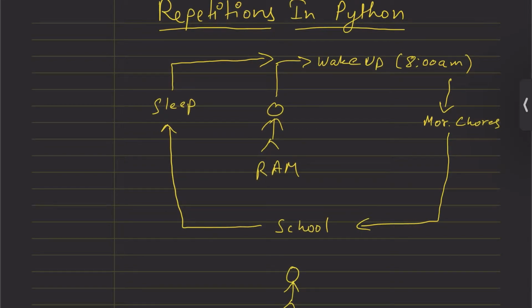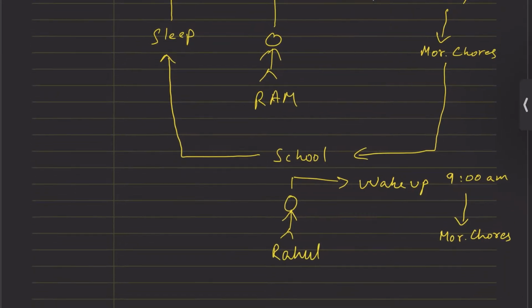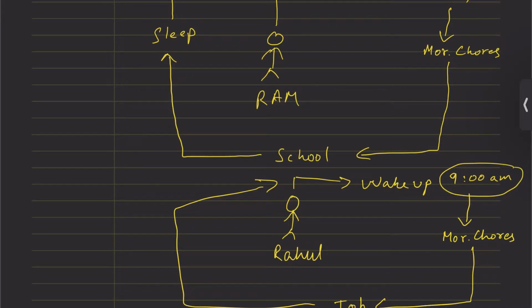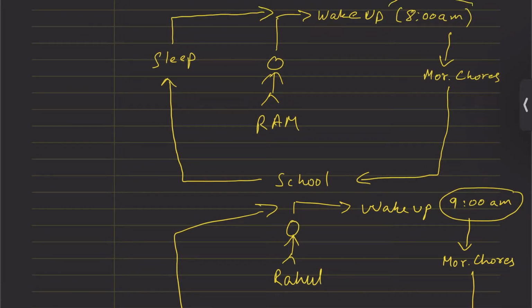Let's say this person's name is Rahul, and Rahul starts his day by waking up at maybe 9 o'clock in the morning, and then he again does his morning chores, and after that he goes to his job. So as you can see, in the case of Rahul, he is waking up at 9 a.m. but Ram was waking up at 8 a.m. So there can be differences.